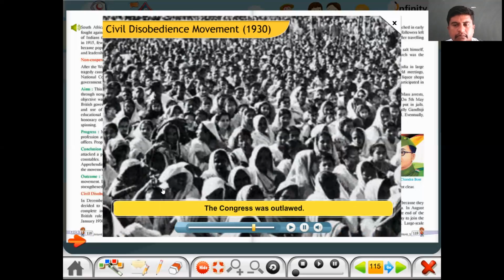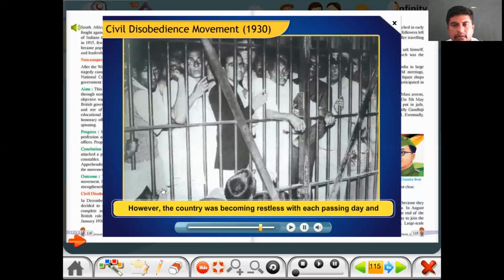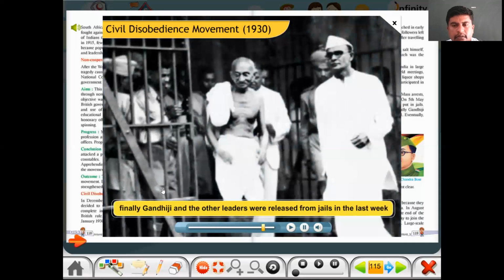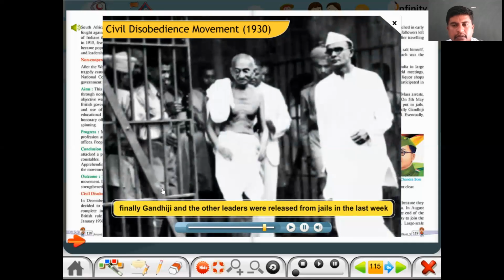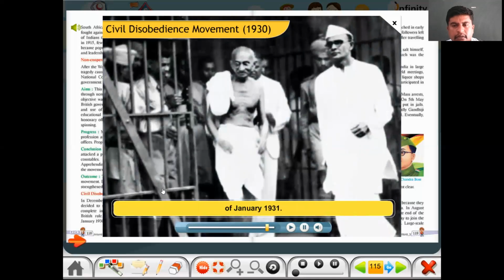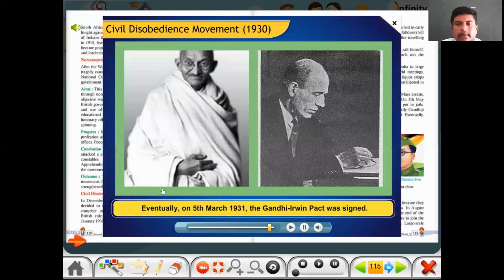The Congress was outlawed. On 5th May 1930, Gandhiji and other top leaders of the Congress were arrested and put in jails. However, the country was becoming restless with each passing day, and finally Gandhiji and the other leaders were released from jails in the last week of January 1931. Eventually, on 5th March 1931, the Gandhi-Irwin Pact was signed.